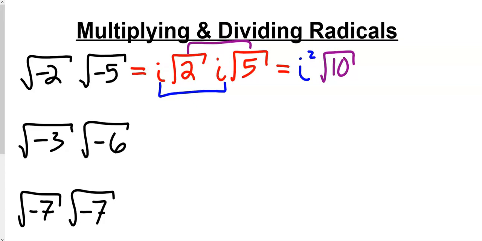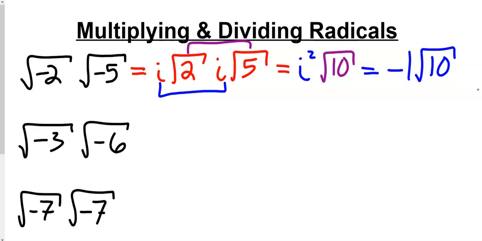So now you worry about doing all your simplifying. Can the square root of 10 break down? No. But i squared, we do know what i squared is, and we have to take care of that. Remember back a moment ago, we said that i squared represented negative 1. And then you just tack on the square root of 10 because it didn't break down. So there's your answer. Negative 1 square root of 10. Or you could just call it negative square root of 10.